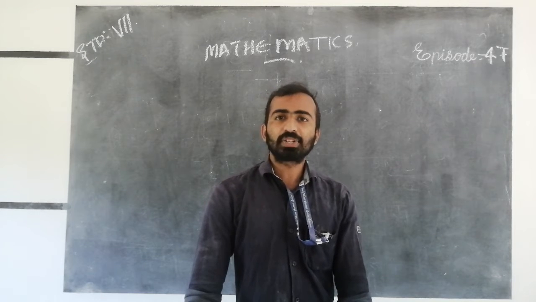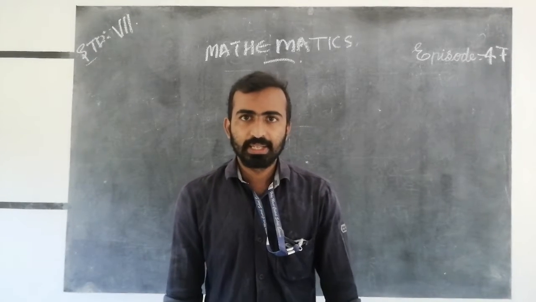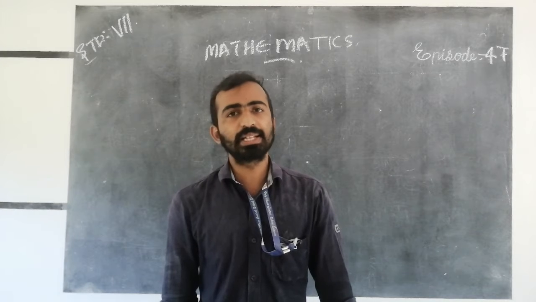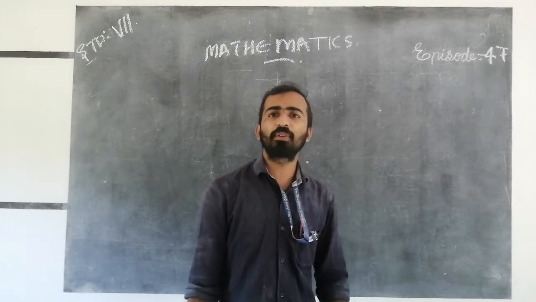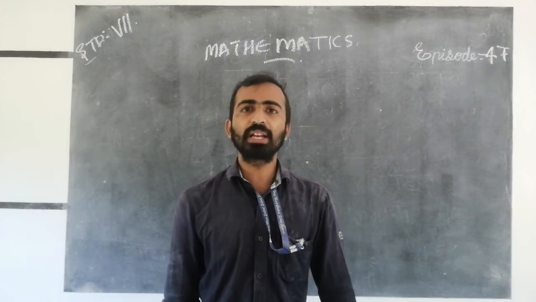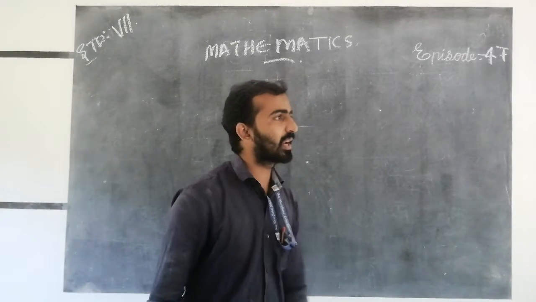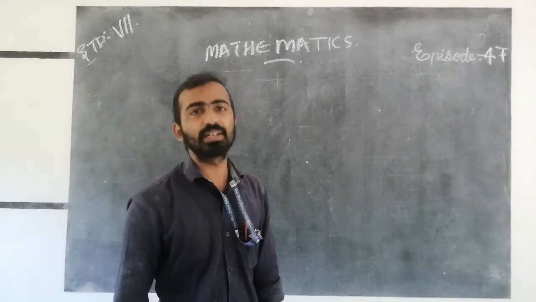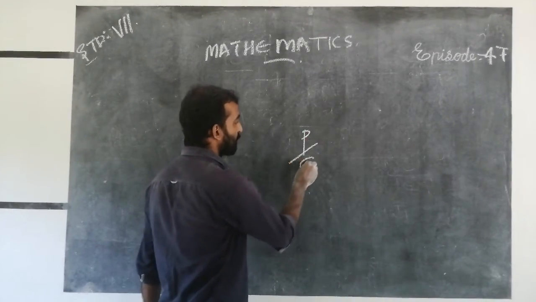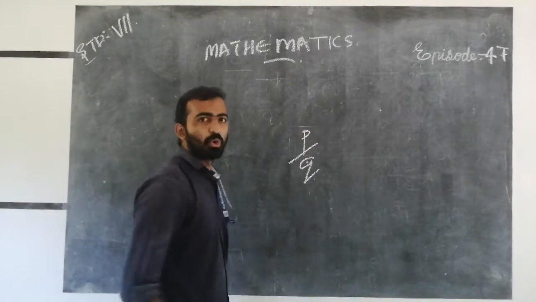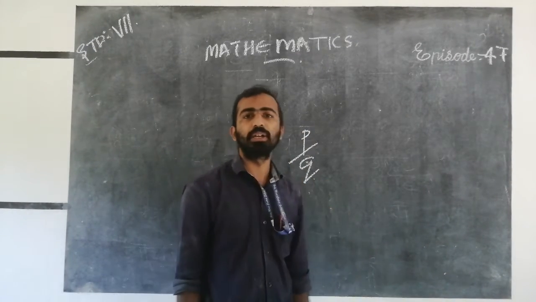about the standardization of rational numbers. We already discussed that we take the HCF, the highest common factor, and divide the numerator and denominator by it. Then we get the standardized rational form. That is p by q, where p is called the numerator and q is called the denominator.